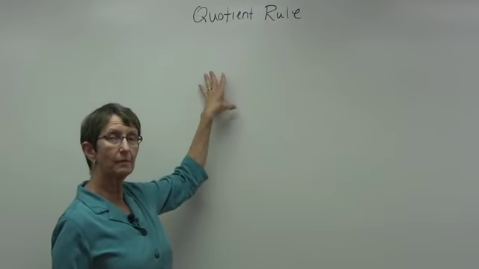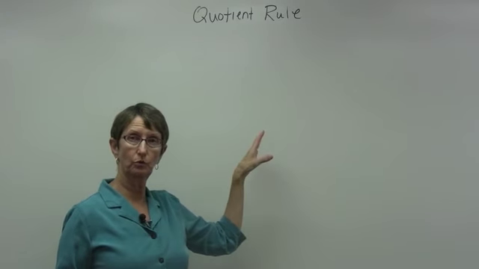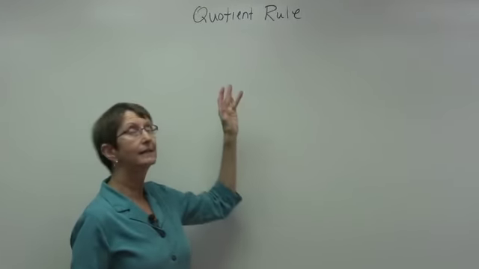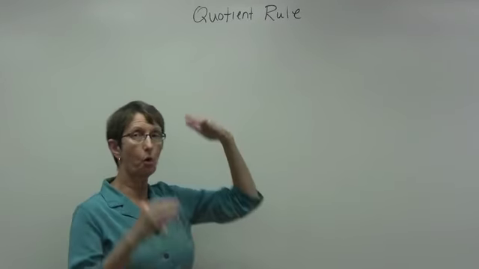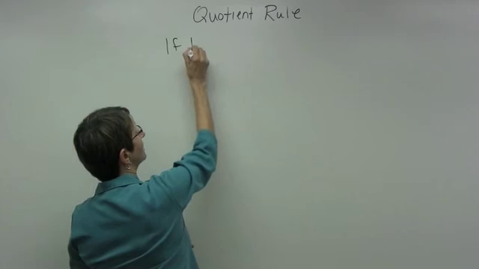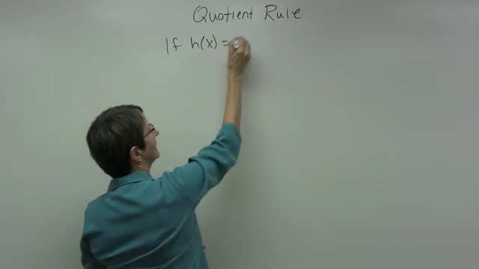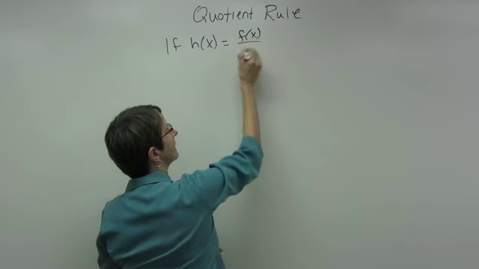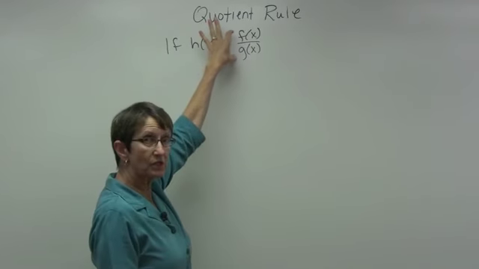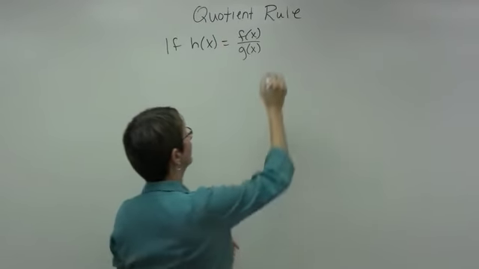Now we're going to look at some examples of the quotient rule. Of course, not the basic examples, some a little more complicated. The quotient rule, remember, a quotient is a fraction. So if h of x is equal to f of x over g of x, we assume that we have functions of x top and bottom.